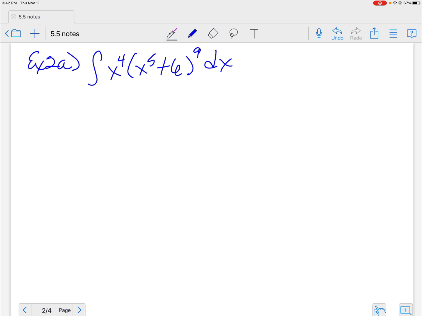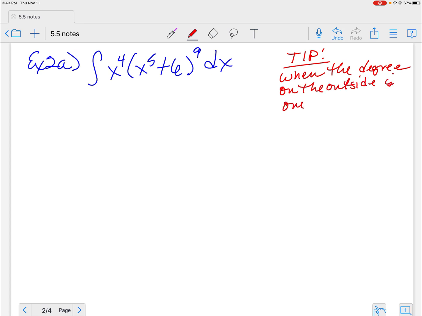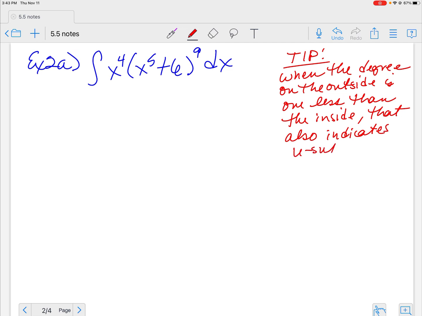All right? So here's another little tip. When the degree on the outside is 1 less than the inside, that also indicates a u sub, right? Because when you take a derivative, what do you do? Subtract 1 from it, right? So the fact that this is a degree of 4 and the inside is a degree of 5, that tells me, ooh, this would be a good candidate for u sub. Okay, well, let's try this out then.